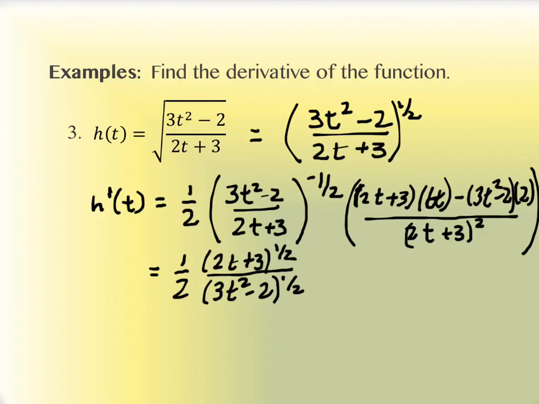Let's simplify what's going on here, though. So we're going to distribute some pieces and combine some pieces, and let's see what we get. The first thing to recognize is the denominator stays the same. This is 2t plus 3 cubed. All right, so I have 6t times 2t plus 3, which gives me 12t squared plus 18t.